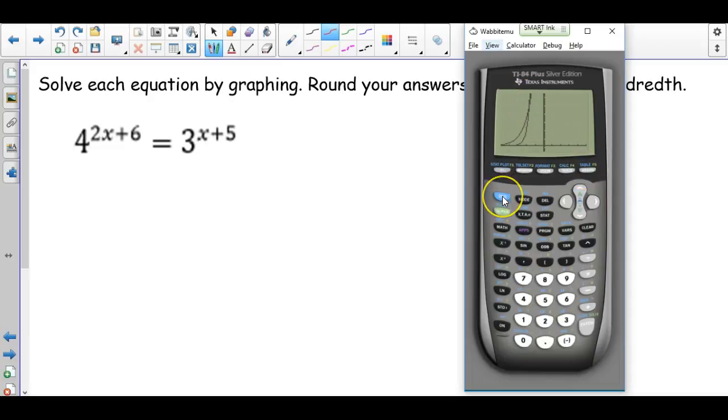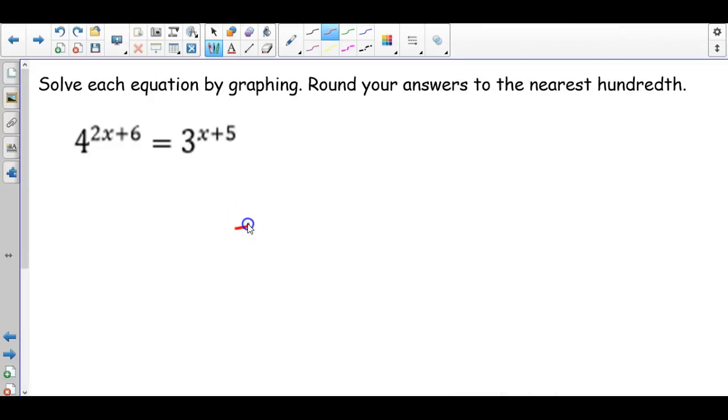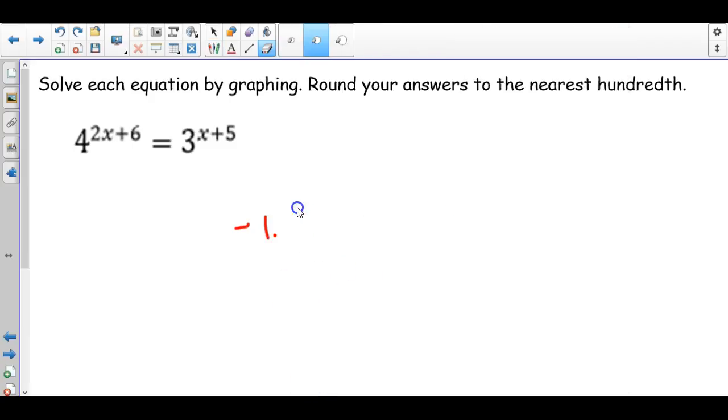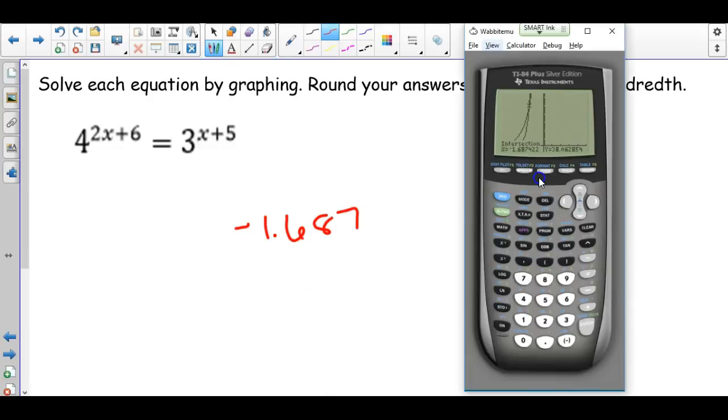In order to find that intersection, I'm going to press second and then trace, go to intersect. It's going to ask me to select my 2 curves and make a guess of where that intersection is. And there's my answer. For the x value, it is -1.867. Oops, I'm sorry, 687, not 867. And the y coordinate really doesn't matter for us then because we're only concerned with what x is. So this is what my x value is.